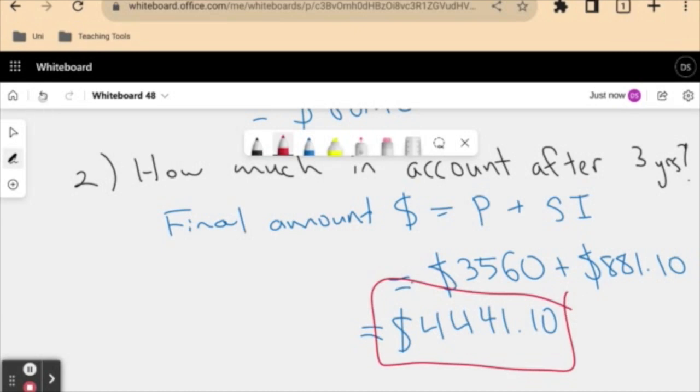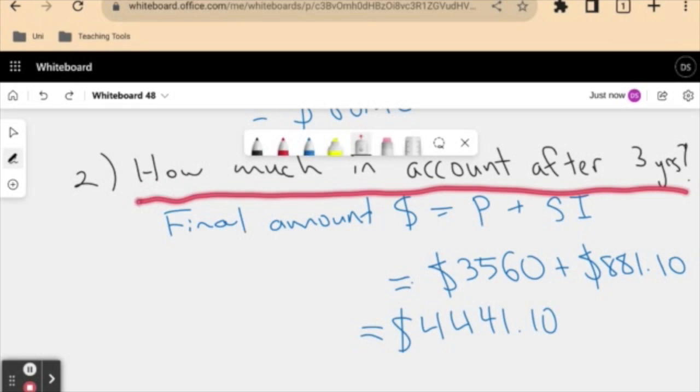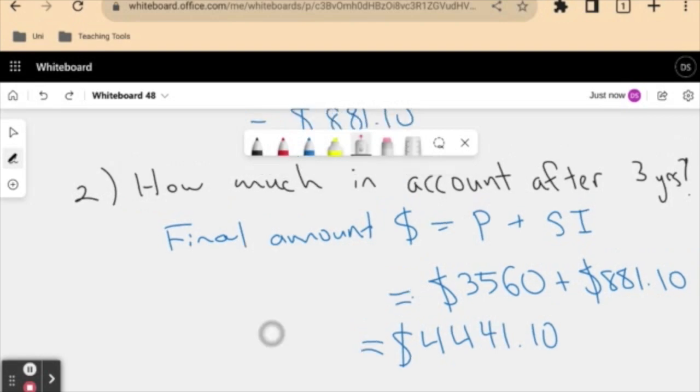This amount I end up with, that is what's left in my account. So after it's all said and done, I'm still going to have my original money in there. I'm not just going to magically lose money. My initial amount will remain and the interest will get added on. So this number is my final amount in the account after the 3 years has passed under a simple interest money growth scheme.